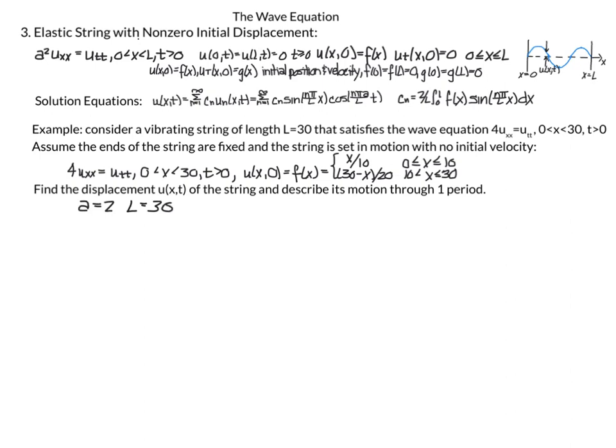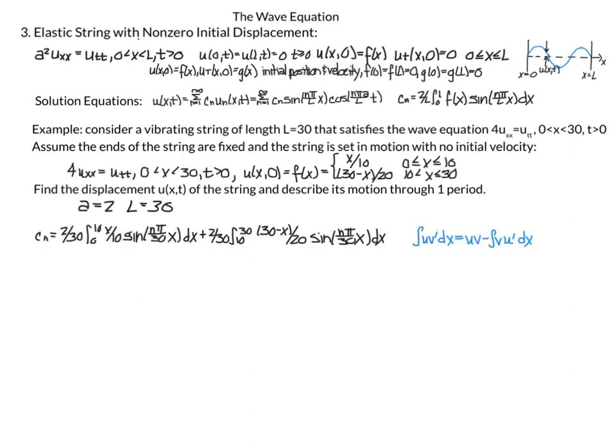Now I could derive the solution from scratch, but since I already did this for the general solution, I'm just going to use our equations. So my solution is going to be of the form Cn sine of n pi over L times x cosine n pi a over L times t, where our Cn is given by this integration here. So I'm going to start by finding my Cn. That's 2 over L, again L is equal to 30, and then I can go from 0 to 10, x over 10, from our f of x, and then sine of n pi over 30 x dx.